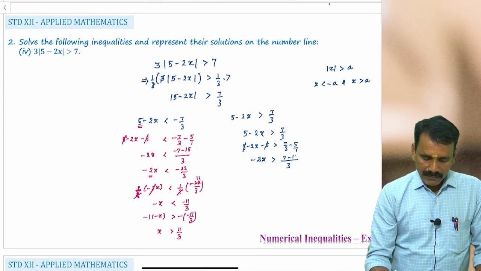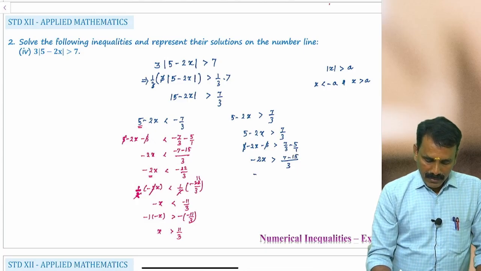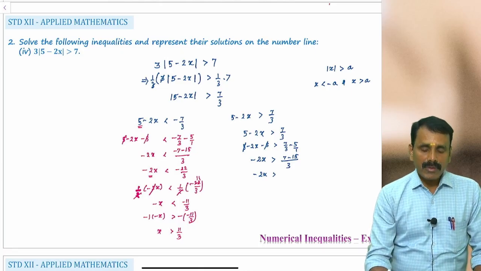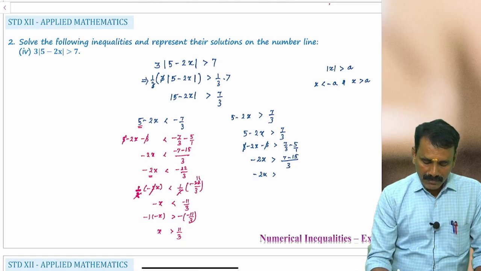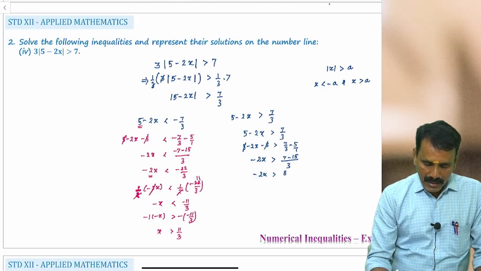So 7 minus 15. So minus 2x will be greater than plus 7 minus 15. Both are going to have different signs, so subtract the smaller one from the bigger one. 15 minus 7 will give you the answer 8, and the bigger number's sign is minus, so minus 8 by 3.